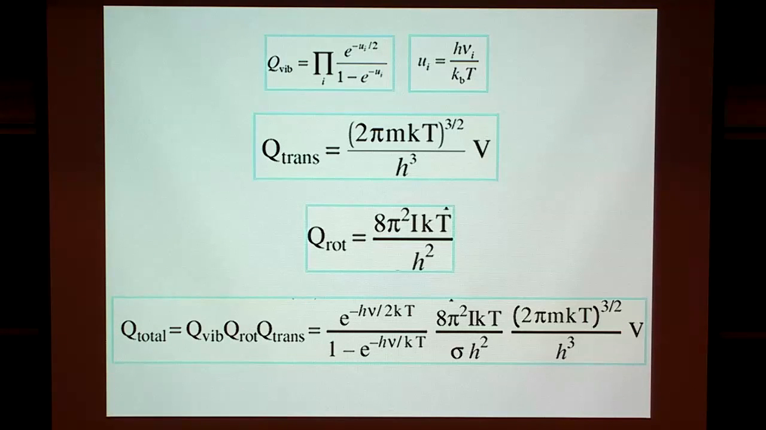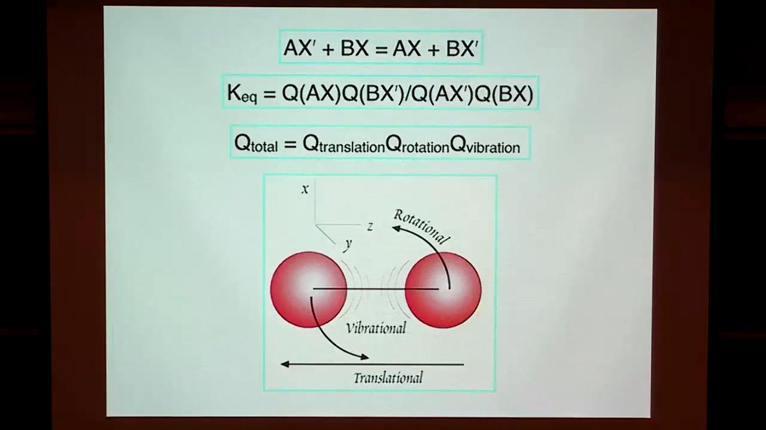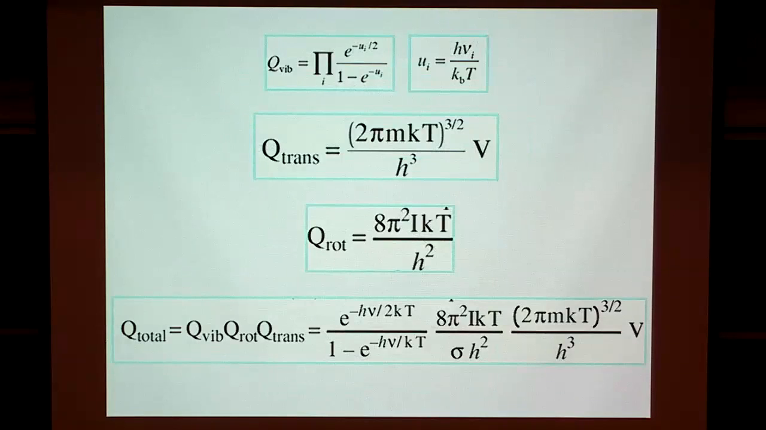And now remember, for our equilibrium constant, we're taking the ratio of these terms, okay? So when you take the ratio of the translational portion, you end up that everything cancels except for the mass. And for the rotation, everything cancels except for the moment of inertia, okay?